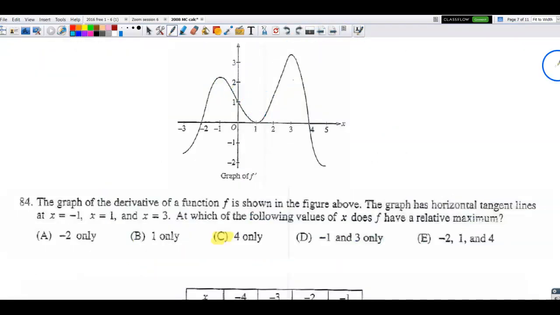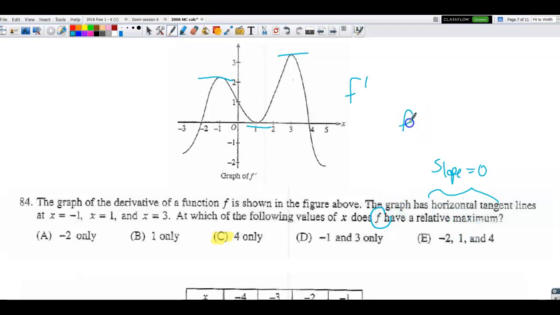Next problem is number 84, the graph of the derivative. So again, we have a derivative graph. So this is f prime. And the graph has horizontal tangents. That means slope equal 0. Horizontal tangent lines at x equal to -1, 1, and 3. Okay, so I can see that. Slope is 0, slope is 0, slope is 0. At which of the following values of x does f original have a relative maximum? So this is the graph of f prime.